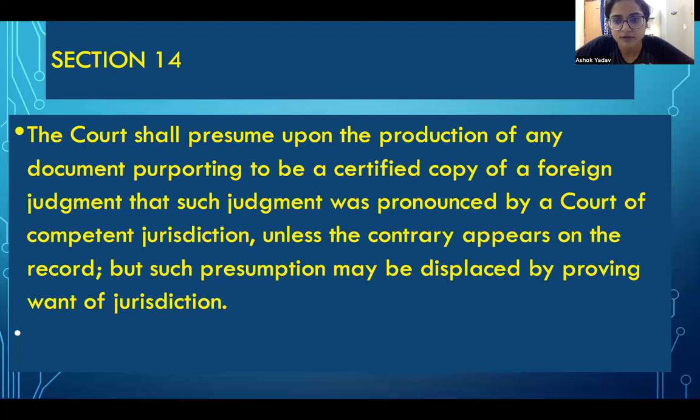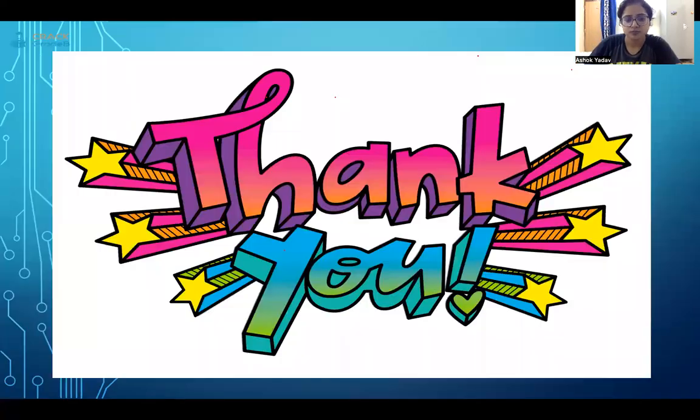And there is one case law, Satya versus Teja Singh, and it says a foreign judgment is recognized in India on the consideration of justice, equity, and good conscience, right?